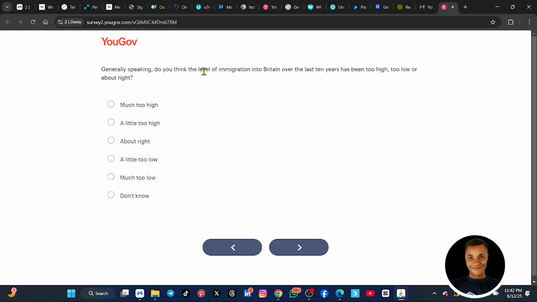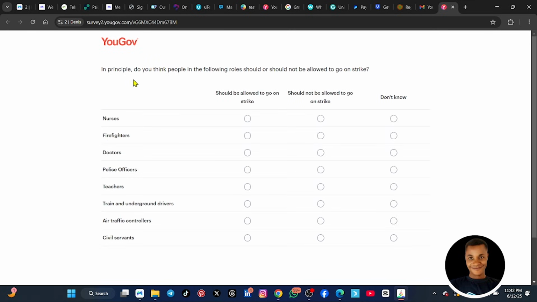Generally speaking, do you think the level of immigration into Britain over the last 10 years has been too high? That's the people, immigration is the people living, right? So let's say a little high. Let me choose a little high in my own opinion. In principle, do you think people in the following roles should or should not be allowed to go on strike?